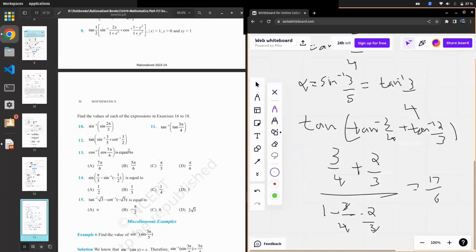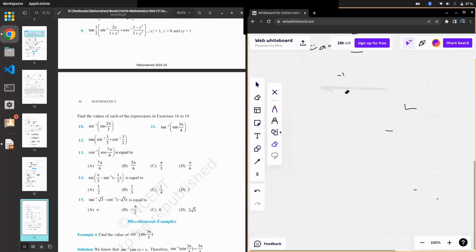So we move to the next question. We have to find the value of cos inverse of cos 7 pi by 6. First we have to find the value of cos 7 pi by 6. So the value of cos 7 pi by 6 is equal to minus root 3 by 2. We have to find the value of cos inverse of minus root 3 by 2. So this is equal to 5 pi by 6.